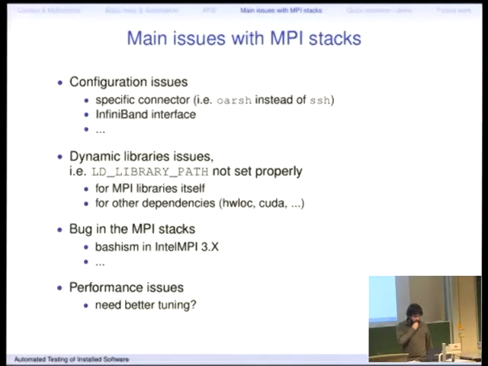Also, we found some bugs in some MPI stacks. For example, in Intel MPI version 3, there is some Bashism. At the University of Luxembourg, we noticed this bug because we have the dash shell installed as sh, so all these errors come out. And you can also find some performance issues with some MPI stacks. You can consider this a bug or not, depending on what you think.